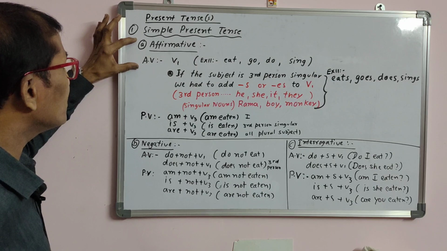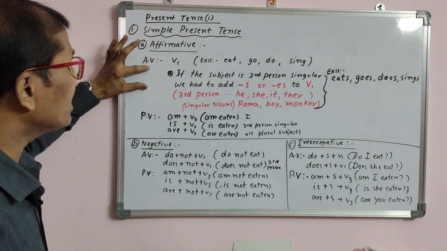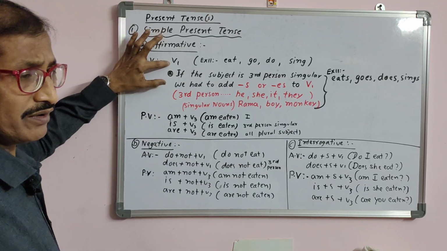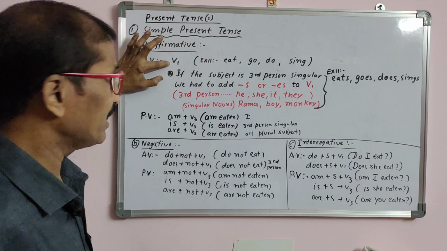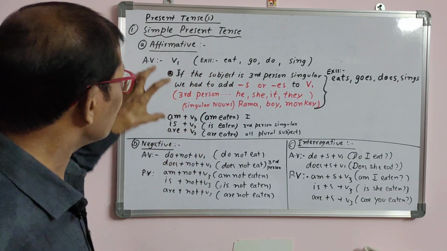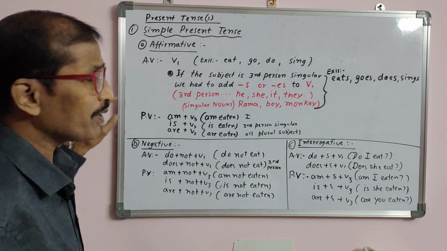Now I talk about affirmatives. Ordinary sentence. In active voice, V1 form directly comes as a simple present tense. Examples: eat, go, do, sing. But there is a problem here. It's not all. There is a problem.